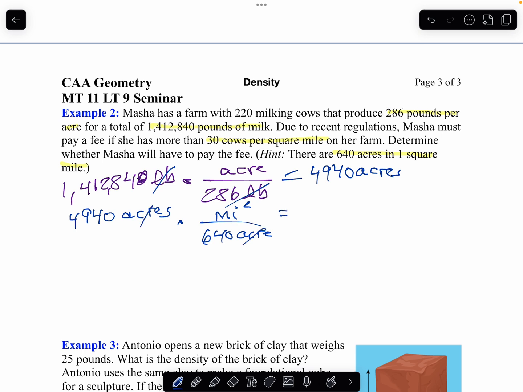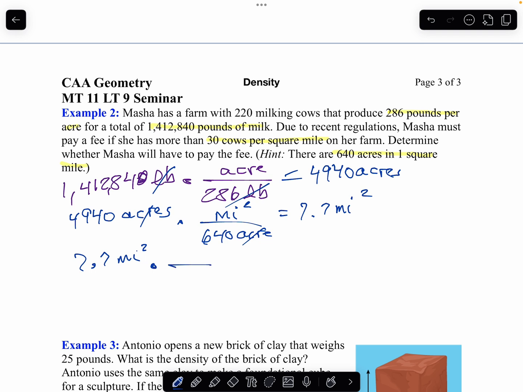So I take 4,940 and divide it by 640. I get about 7.7 square miles, taking out one decimal more than I need. Now I'm going to convert that 7.7 square miles to cows.